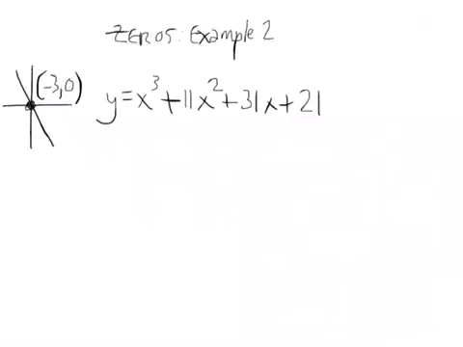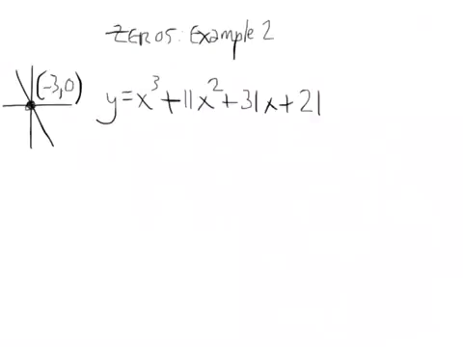This is the second example for zeros. We're given this polynomial, and we're given just a little glimpse of part of its graph. So this is not the graph of the whole thing, but we do know it goes through negative 3, 0. So we know we have one of the zeros.